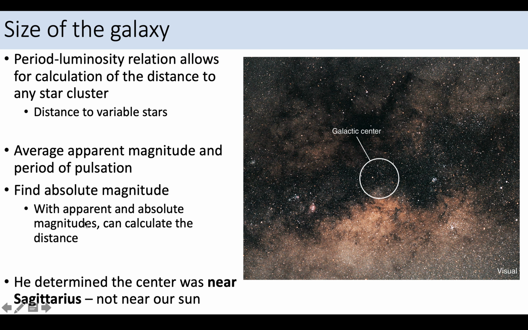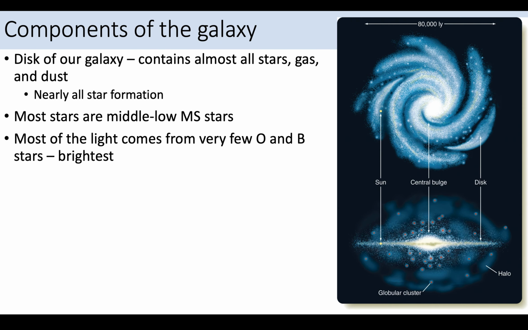A couple weeks ago, we used the apparent magnitude and the absolute magnitude to determine the distance to that object. So is it closer, or further than that 10 parsecs? Astronomers were able to determine that the center of our galaxy is actually not near our sun, and it's in the direction of Sagittarius. So we say the center of our galaxy is pointed towards Sagittarius. Our sun is actually not near the center at all.